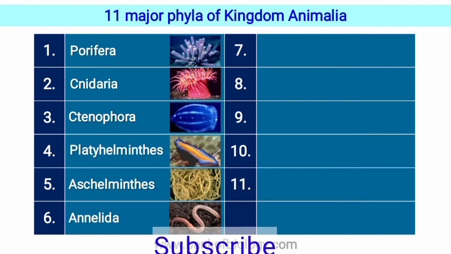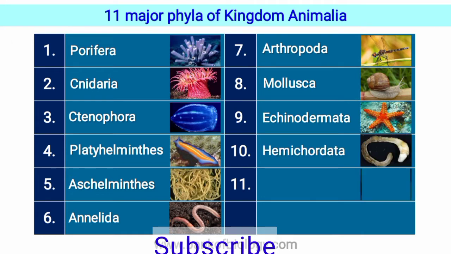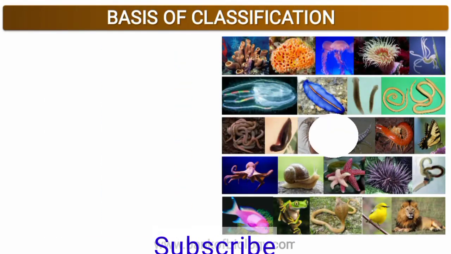The 11 major phyla of the animal kingdom are phylum Porifera, phylum Cnidaria, phylum Ctenophora, phylum Platyhelminthes, phylum Aschelminthes, phylum Annelida, phylum Arthropoda, phylum Mollusca, phylum Echinodermata, phylum Hemichordata, and phylum Chordata. These are the 11 phyla of the Kingdom Animalia. Some smaller phyla are also present.